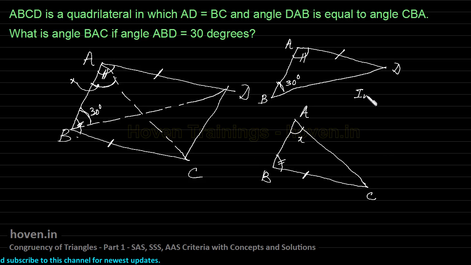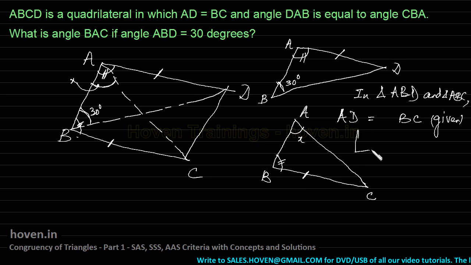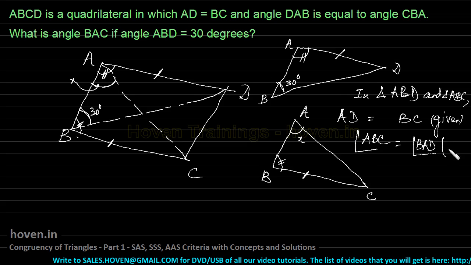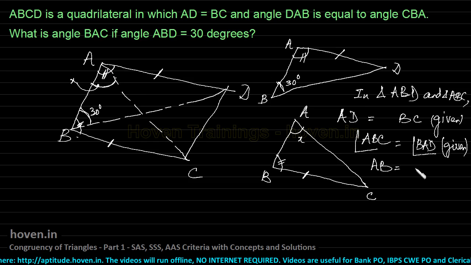So we can write in triangle ABD and ABC, we have AD is equal to BC, which is already given to us. And we have ticked them here, so for visibility. And then we have been given angle ABC is equal to angle BAD, which is also given to us. This double tick and this double tick. And then our out of the box observation that this AB is common to both the triangles. AB is part of this also and AB is part of this also. We can write AB is exactly equal to AB being common.